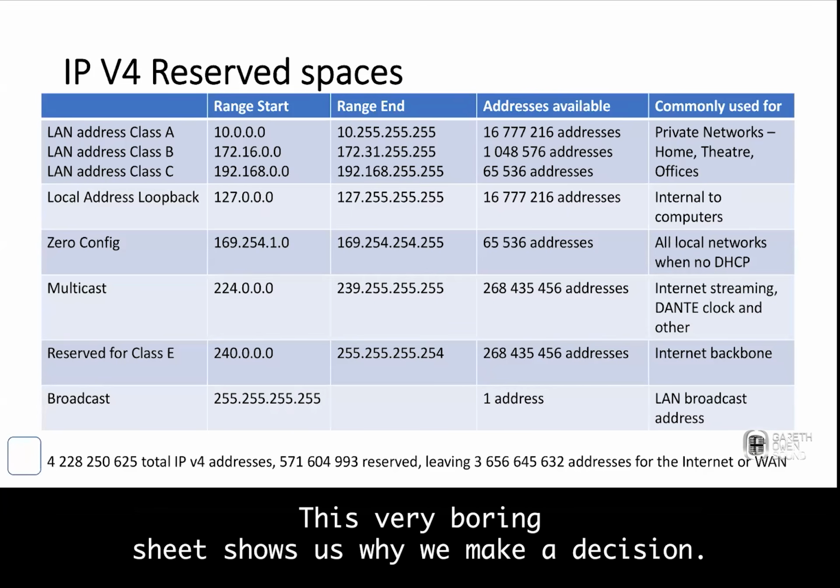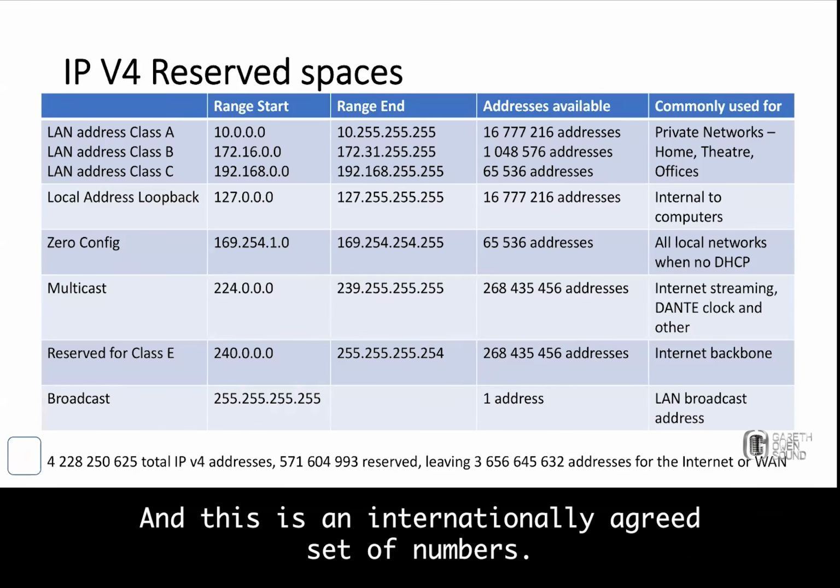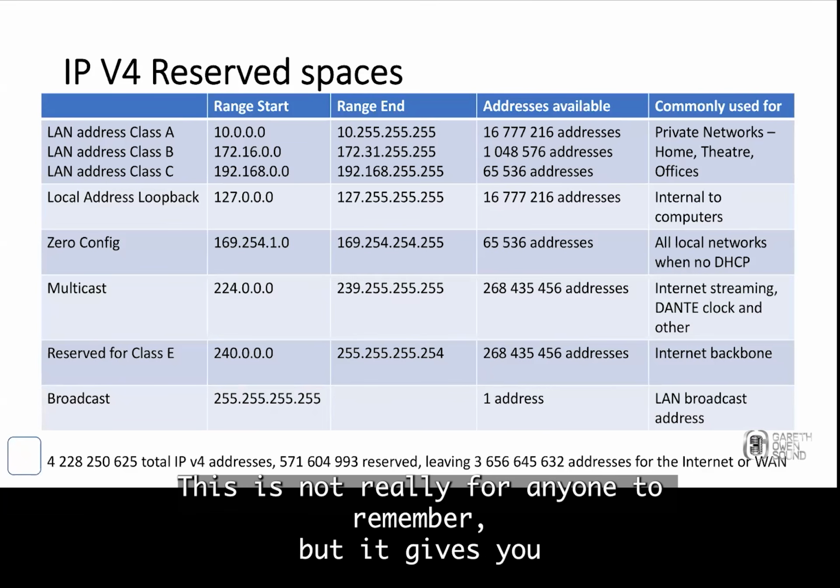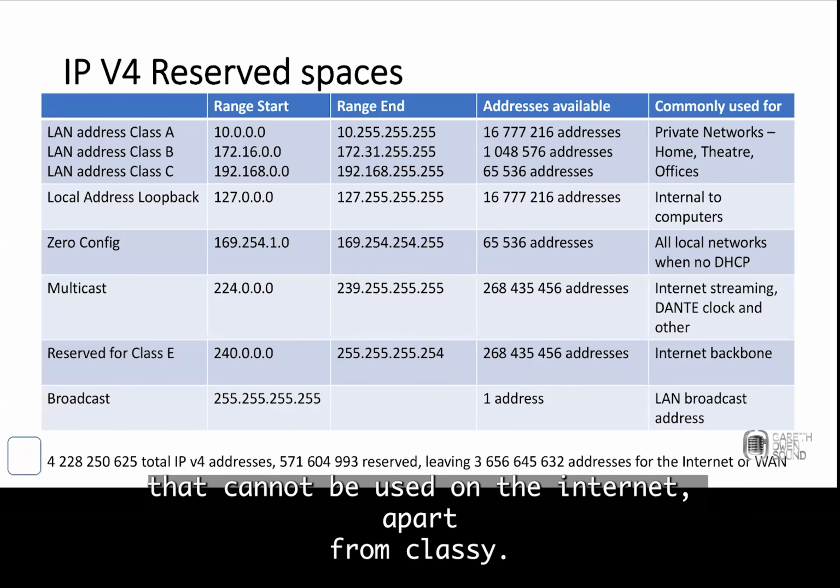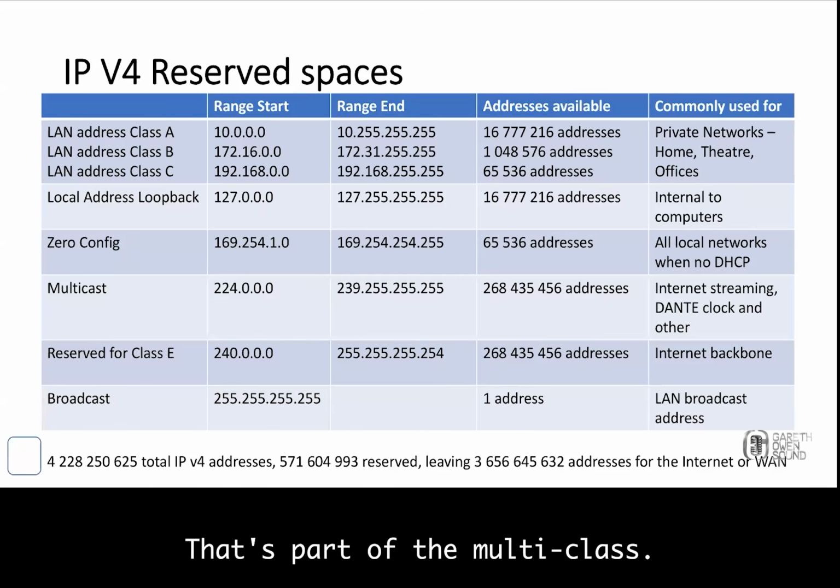This very boring sheet shows us why we made this choice. This is an internationally agreed set of numbers. It's not really for anyone to remember, but it gives you the different ranges of IP addresses that are reserved and cannot be used on the internet, apart from Class E. That's apart from the multicast.